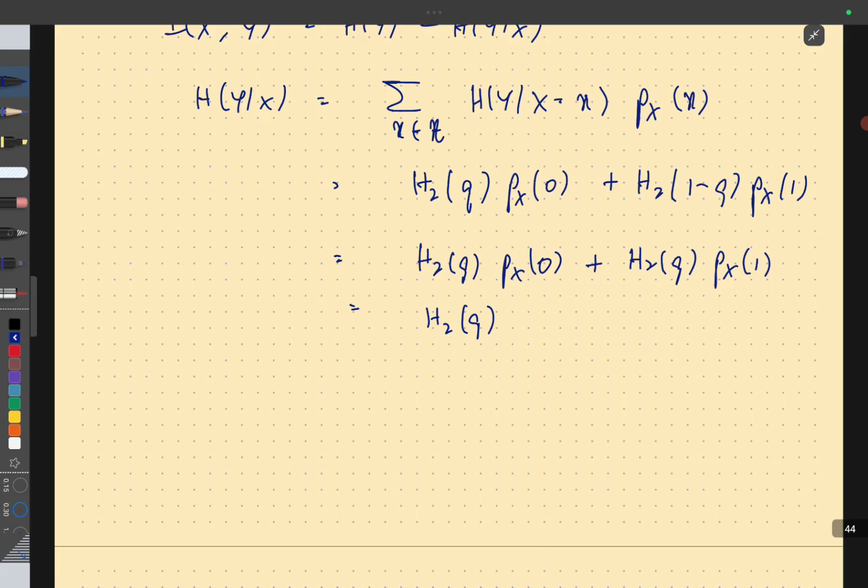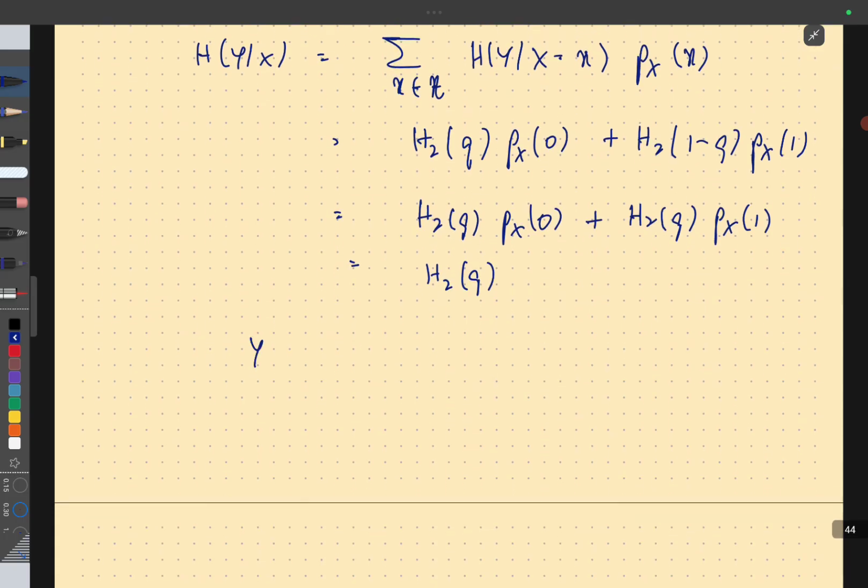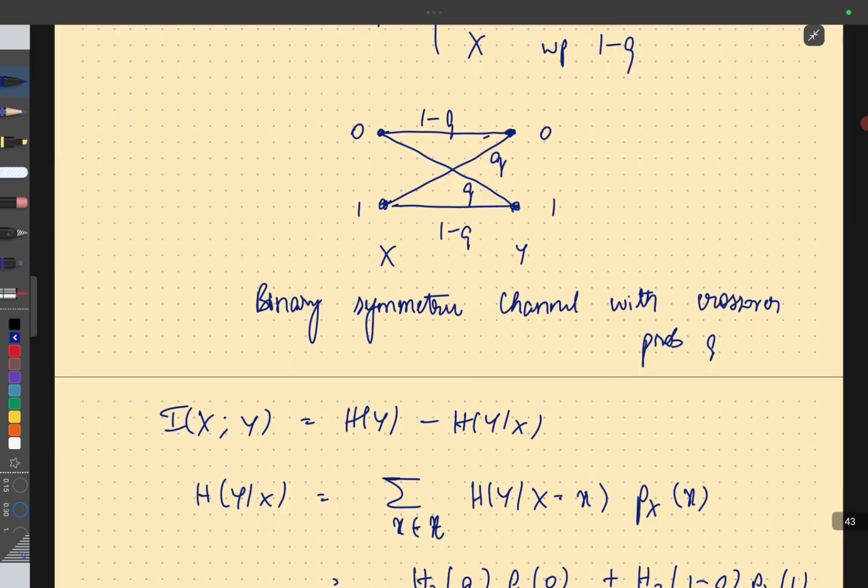Right. Now I need to compute the entropy of y. For this, I need to compute the marginal corresponding to y. So what is the distribution of y? It's a Bernoulli random variable, but I need to find the parameter. So what is the probability that y is equal to 1?